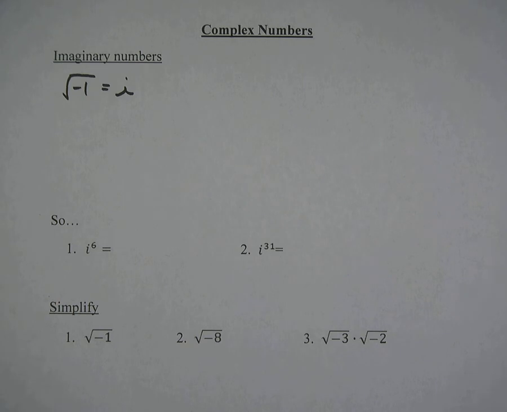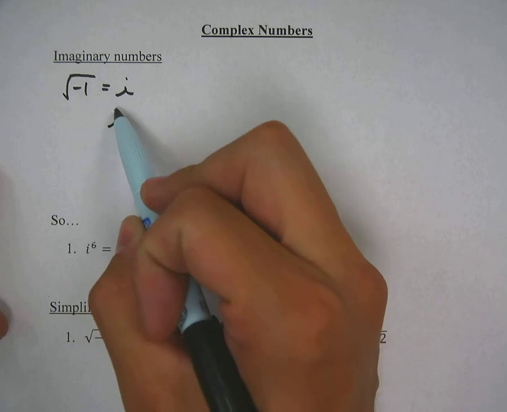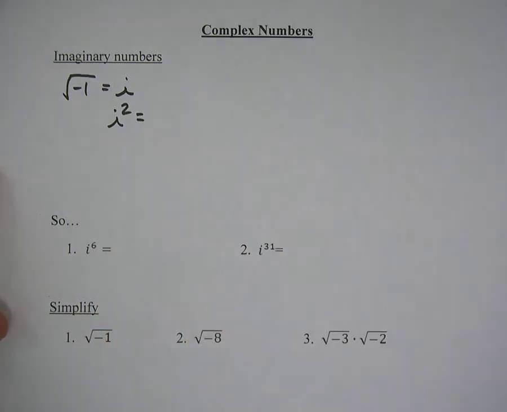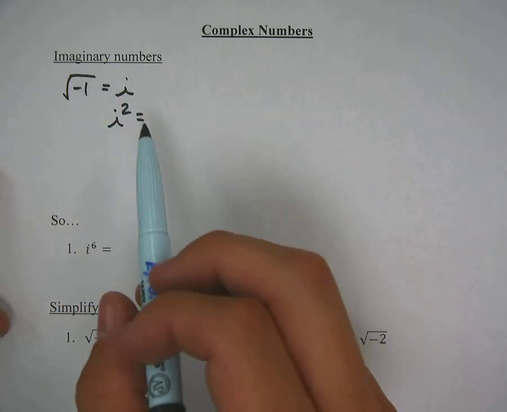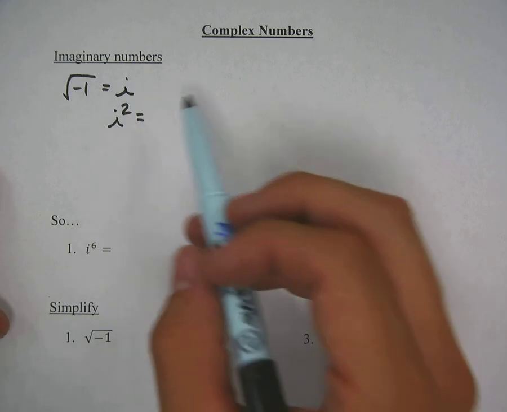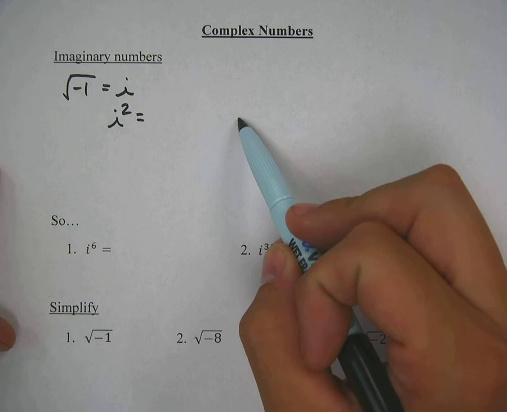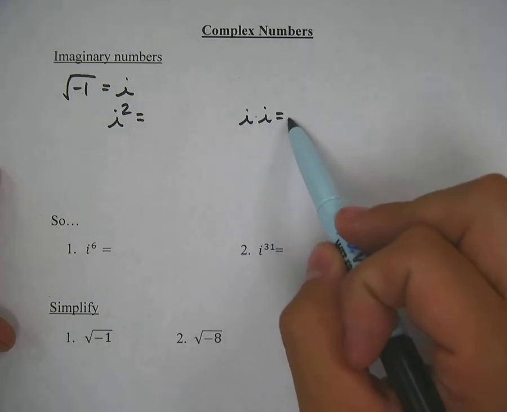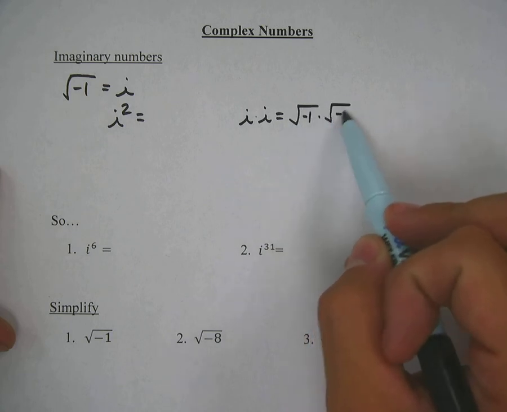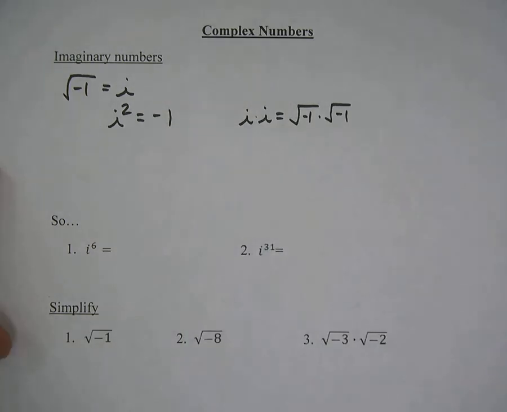Now, with that in mind, if i is equal to that, what would i squared equal? Well, since i is the square root of -1, i squared is the same thing as i times i. So that's the same thing as the square root of -1 times the square root of -1. If I multiply those, what we get is -1. So i squared is equal to -1.